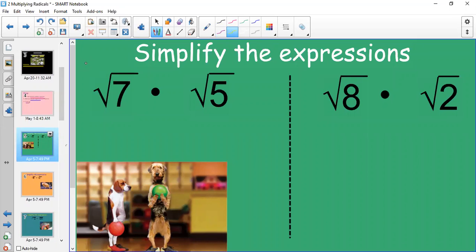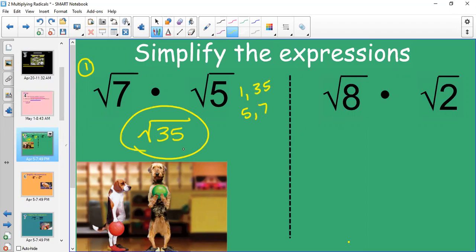So first one here, I don't have any outside numbers to multiply, so I just multiply the 2 insides together, and I get square root of 35. And I think about the numbers I can multiply to get 35. I have 1 and 35, and 5 and 7, but none of them are perfect squares, so this is as far as I go. All right, let's see how the second one here is a little bit different though.